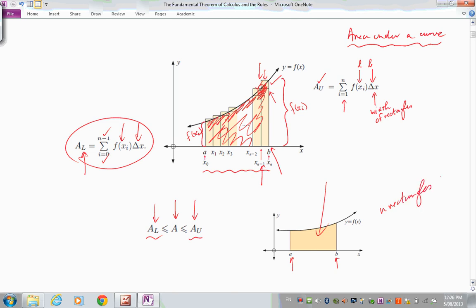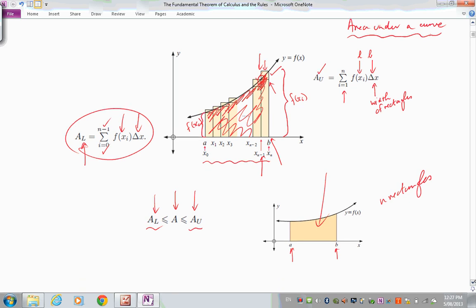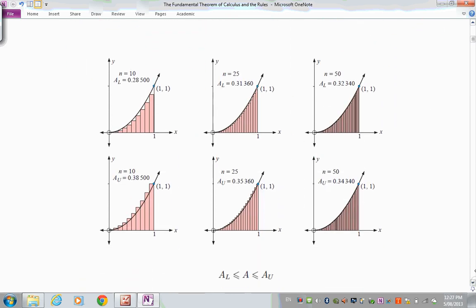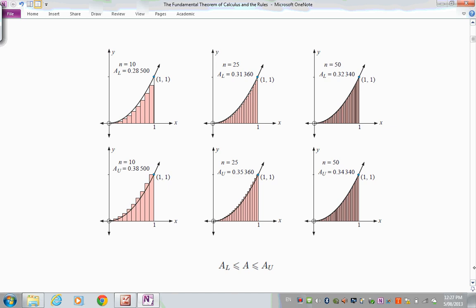Do you reckon we should increase the number of rectangles? Let's see what happens when we do this. These are screen clippings from Hayes and Harris, and that's a good textbook to have in this particular course. Okay, let's have a look. What are we doing up here? These are all the lower rectangles. See, they're underneath. And there are more and more of them, up to 50 rectangles from 10.